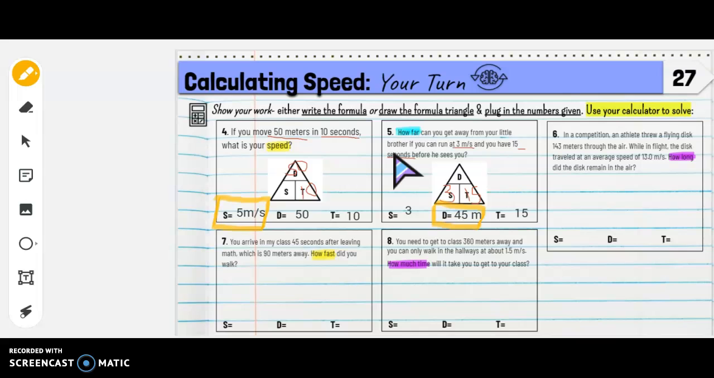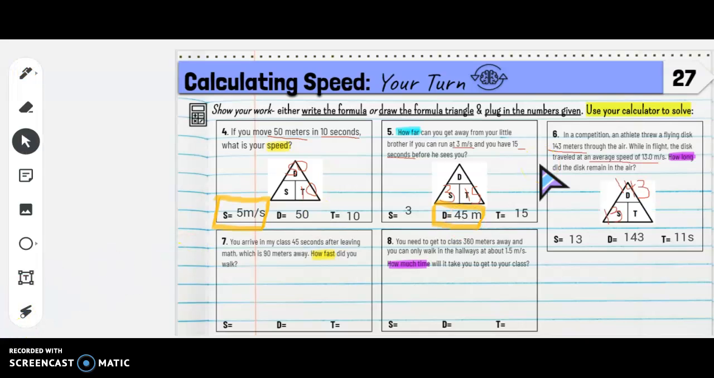On number 5, it gives us the speed of 3 meters per second. It says you have 15 seconds, which is the time. So when you plug that into your formula triangle, you have to multiply 3 by 15. When you plug that into your calculator, you should have gotten 45. And the units for this example is meters.